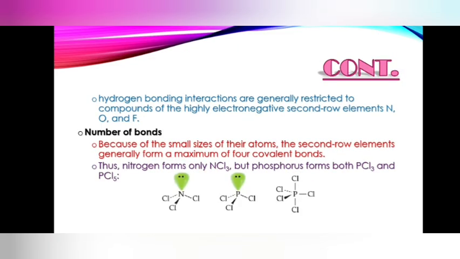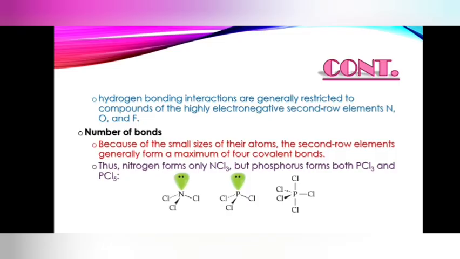Hydrogen bonding interactions are restricted to the compounds of highly electronegative elements, which are the second row elements, especially nitrogen, oxygen and fluorine. Now we have the number of bonds. Because the size is very small, the second row elements can form a maximum of 4 covalent bonds. Below you can see some examples.